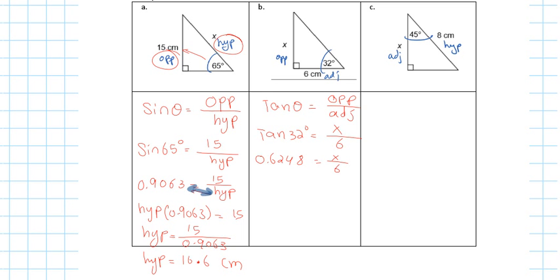Multiply, right? Because you want to bring the 6 over here to leave x by itself. It's a division right now. To bring it over, it becomes a multiplication. Okay? So that's 0.6248 times 6. What do you get? And that is in centimeters. One decimal place. Sides always to one decimal.